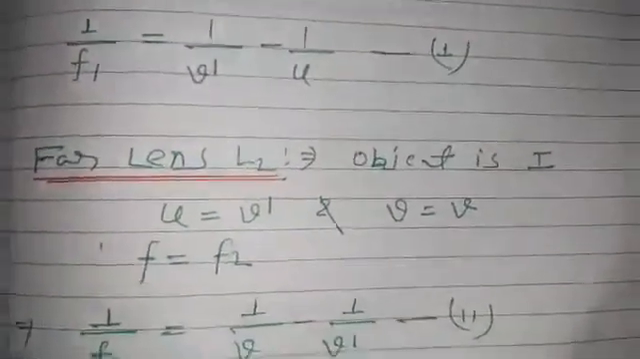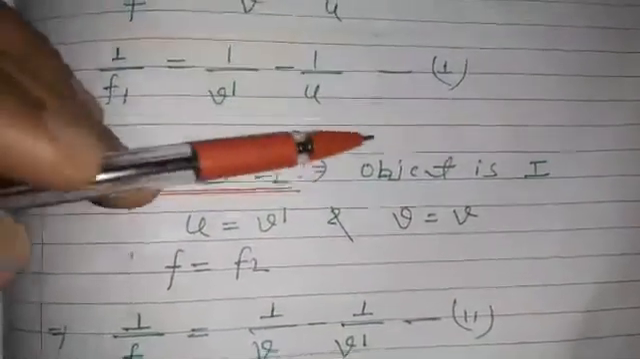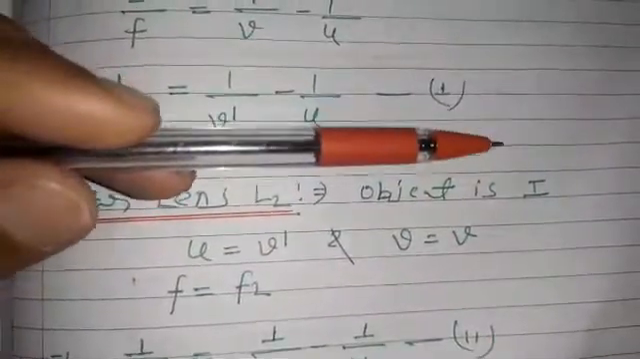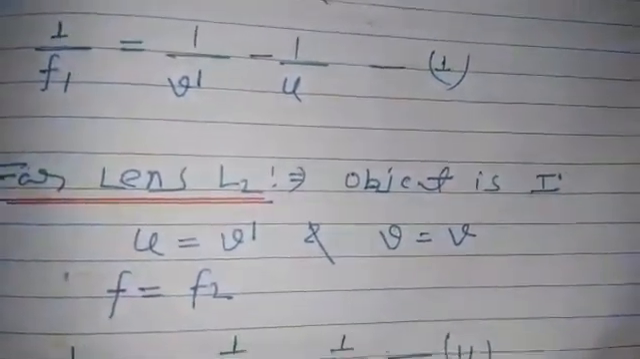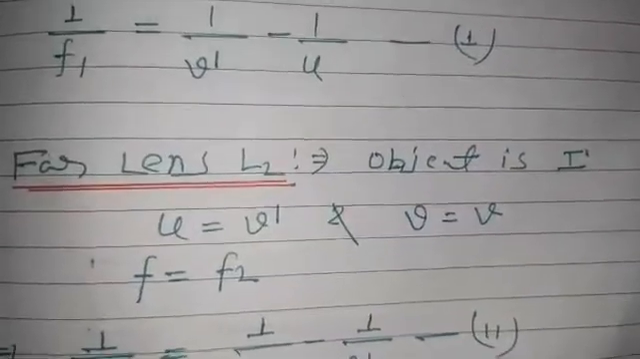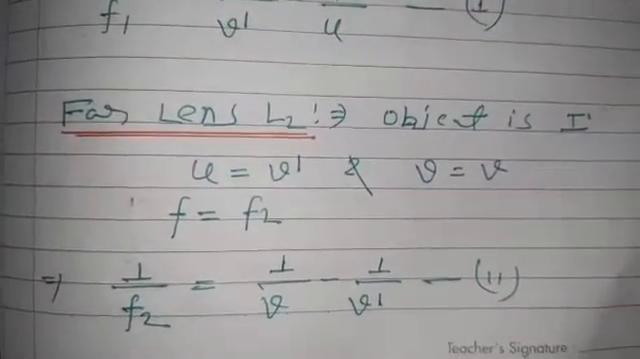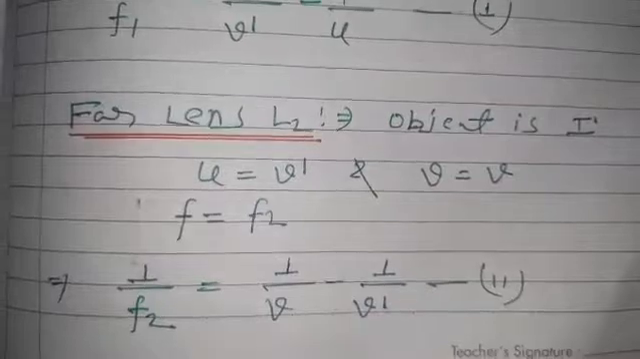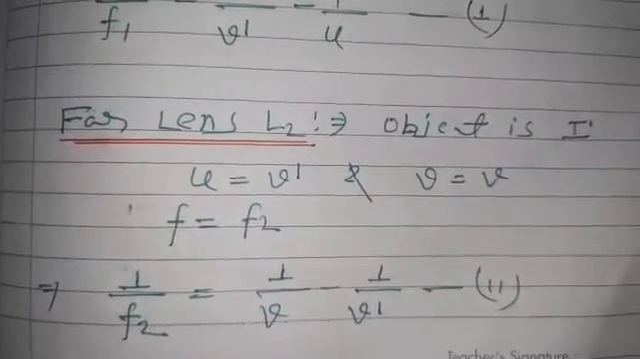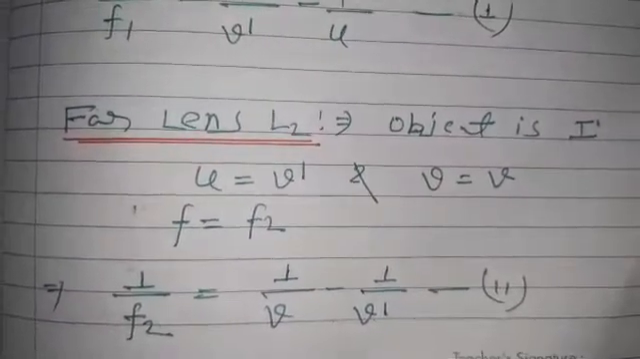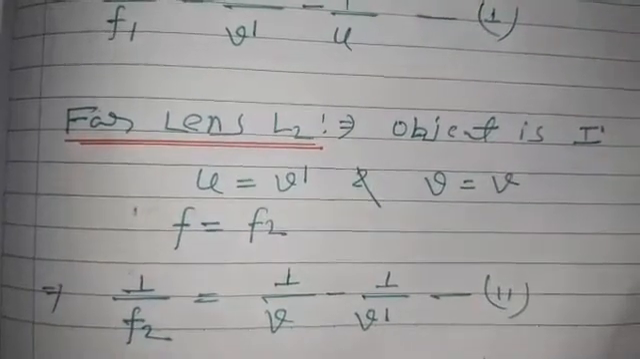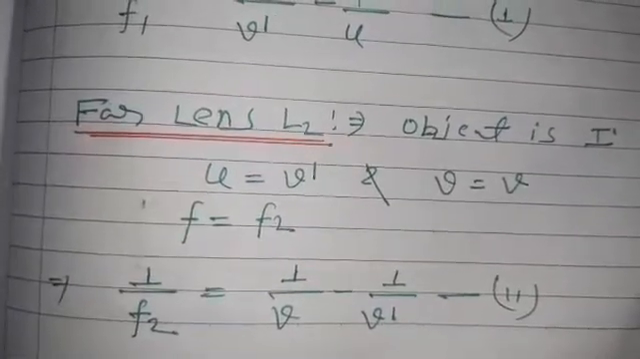For the second lens, the object is I dash and the image is I. So u equals v dash and v becomes v. Let the focal length of lens L2 be f2. By the lens formula, we have 1 upon f2 equals 1 upon v minus 1 upon v dash. This is equation number 2.